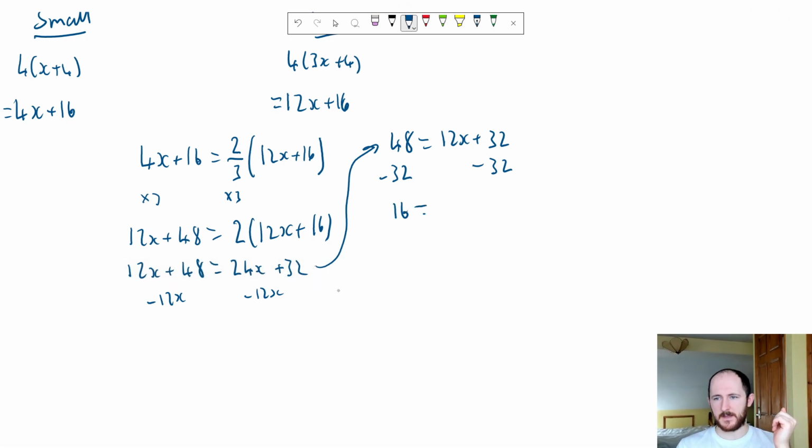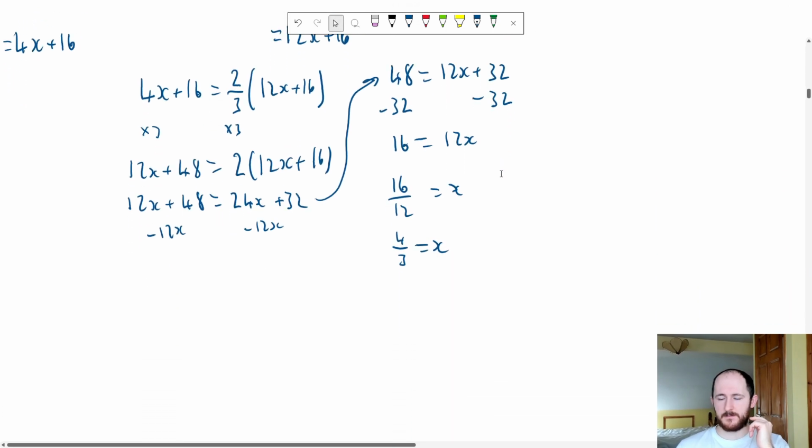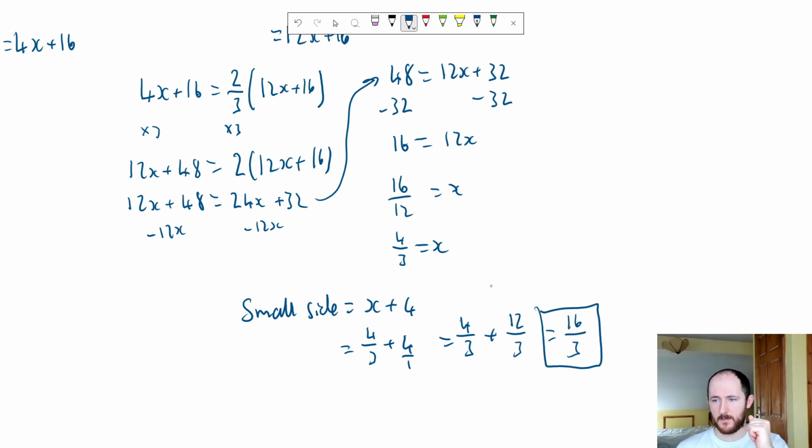So we get 16 equals 12x. So that means x is equal to 16 over 12. And we can divide that both by 4 to get 4 over 3 equals x. So the length of the small side equals x plus 4. So that equals 4 over 3 plus 4. So what I would do here is I would make this over 1, times that by 3. So we get 4 over 3 plus 4 times 3, which is 12 over 3. So we get 16 over 3.